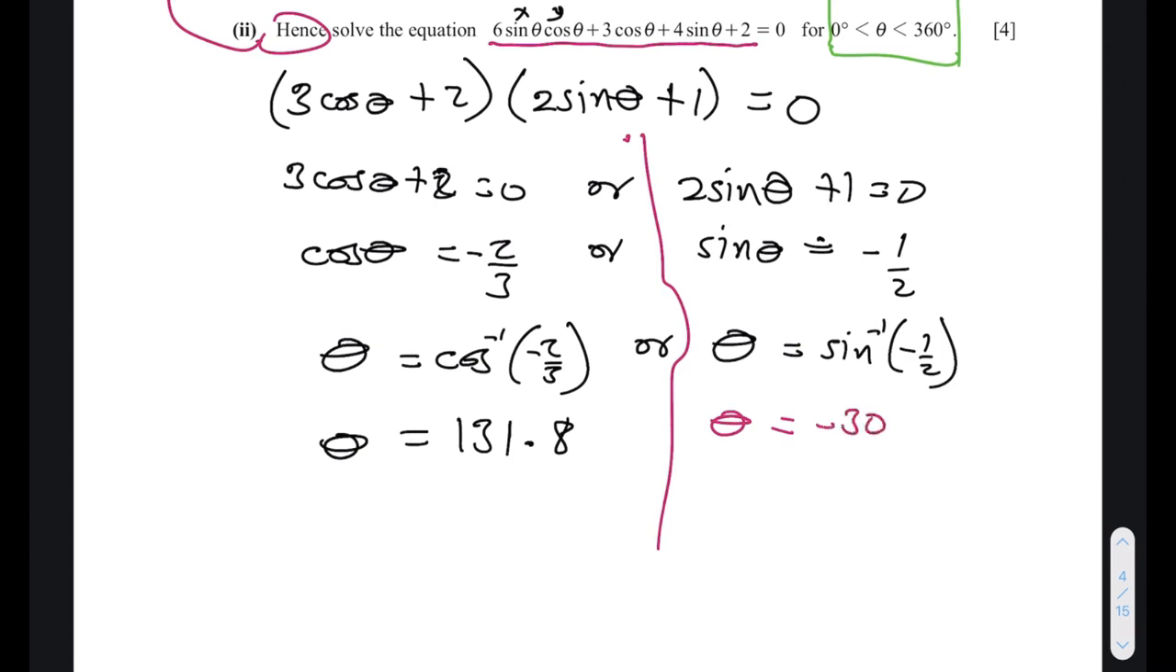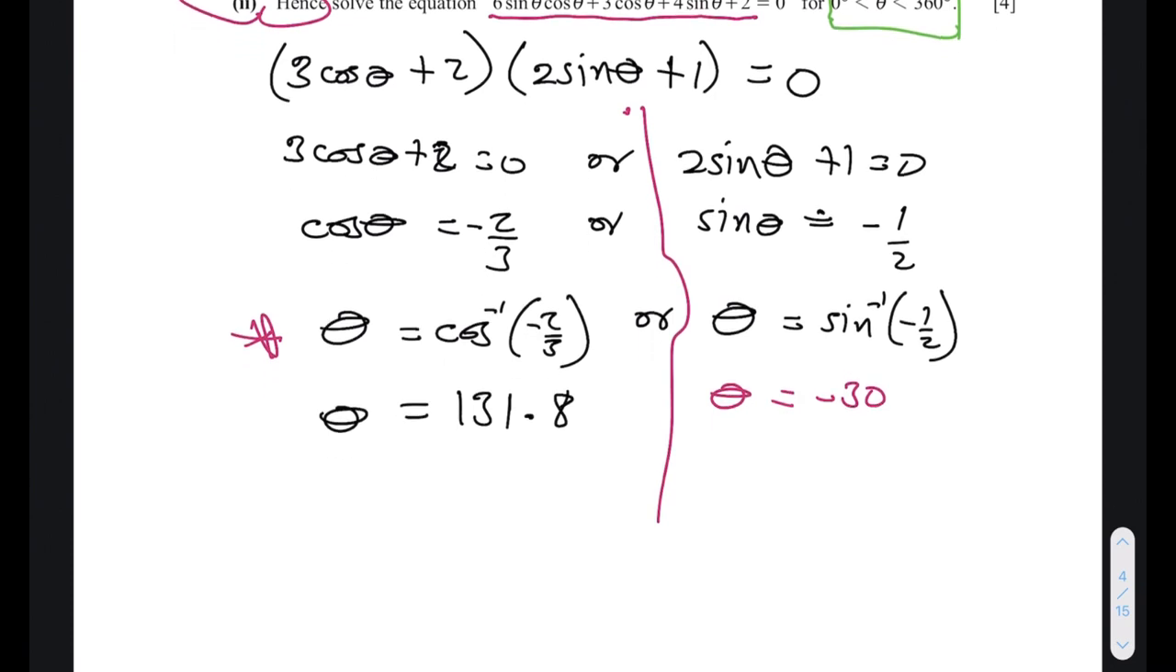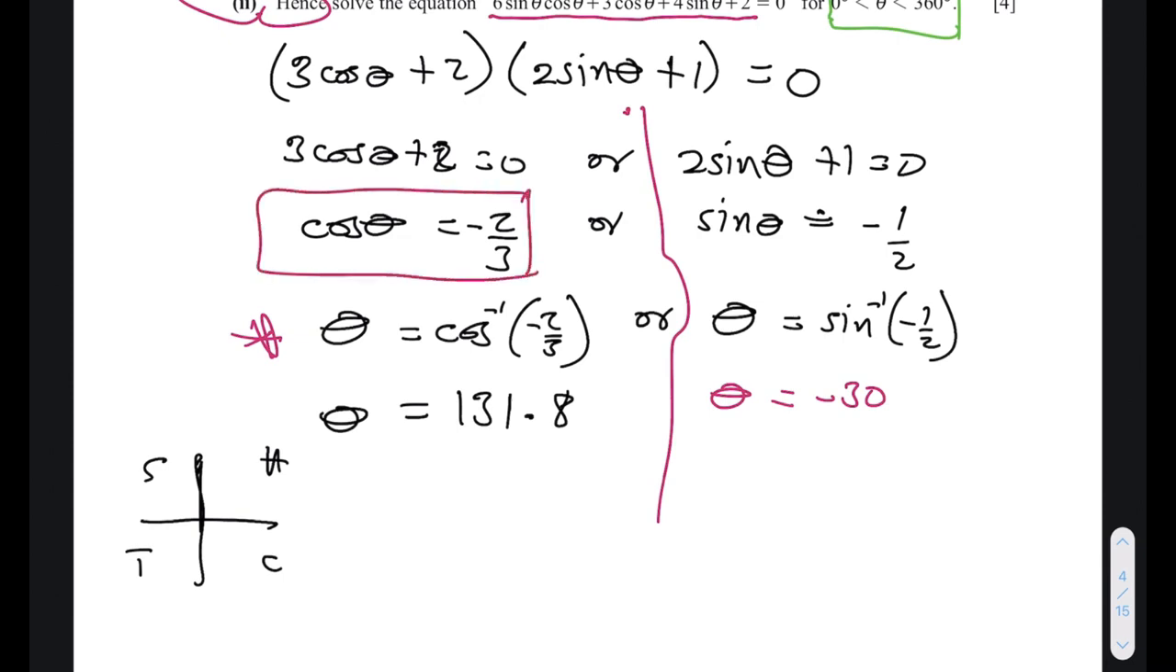So now, hold on. Let's start to work on this cos thing, okay? If you look at the angle we have, it is theta here, and they have theta here, so we don't have to adjust it. We work with it like that. I'm just going to draw the CAST, small one here, C-A-S-T. If you look at what we got here, cos theta is negative, okay?